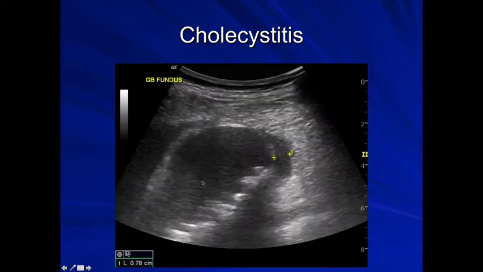And when we looked at the fundus of the gallbladder, we see numerous stones along here, but we also see this little fluid collection sitting at the fundus, and this was due to a localized perforation and abscess formation there.